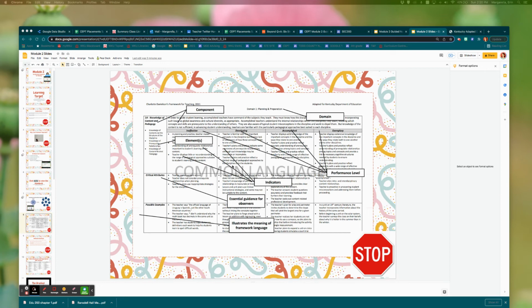The indicators here are those main points that will help a principal or evaluator determine where you fall. It's simply circling this one or that one, and that would help determine which level you're at. These critical attributes here are really important details, again, to help highlight which performance level your teaching is reflective of. So take some time and look through these carefully because this is how you'll be evaluated from this semester on throughout your entire teaching career.